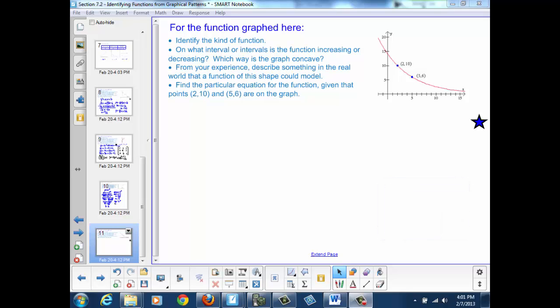Something in the real world that a function of this shape could model, something that decreases exponentially, could be any radioactive isotope, which has a half-life.